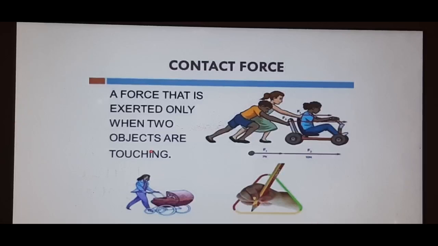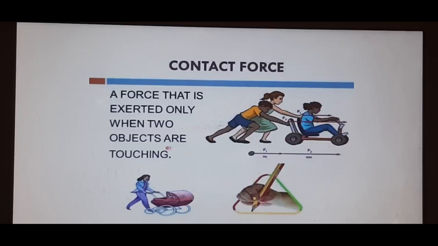So let's start with the contact force. A contact force, it is clear from the word itself. Contact means direct touching. So it is a force that is exerted only when 2 objects are touching each other. I have taken examples also. They are touching and force is being applied. Same here, this girl is touching this, and you can see that only on touching is force being applied. Here also you can see there is a touch between the hand and the pencil, due to which a person is able to apply the force, and as a result he is able to write.